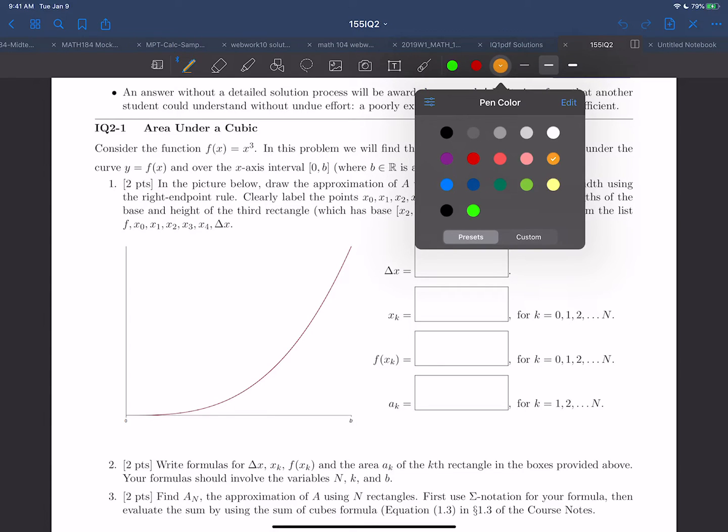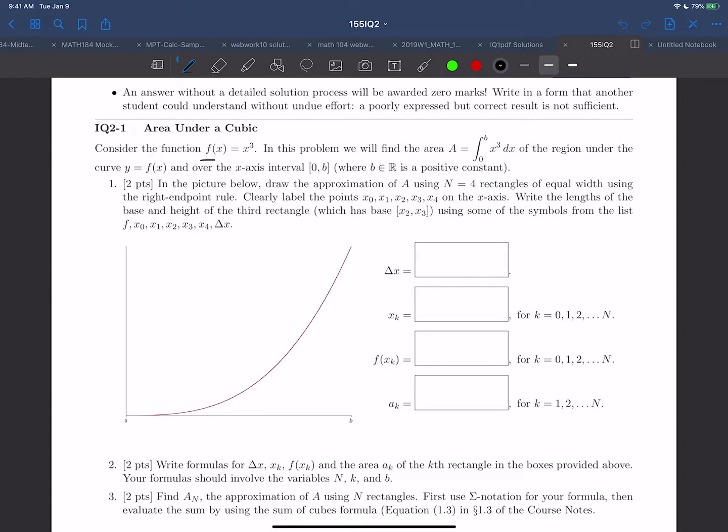Okay, we have a function here, f of x is x cubed, and in this problem the area is defined as a definite integral. So we're not going to go there yet. We're just going to stick to our happy land that we know how to work with.